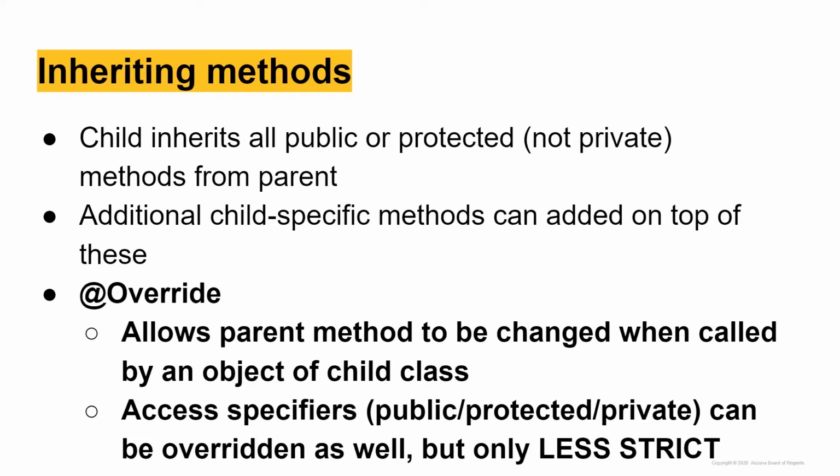And this is only used for methods that have the same exact name as a method that exists in the parent class. So we're letting the compiler know that, yeah, I know that we already have this method because we inherited it from the parent, but I want it to do something a little different. So I'm going to override it. So it allows the parent method to be changed when called by an object of a child class. But again, it's not actually changing the parent method, it's changing the copy of the parent method in the child.